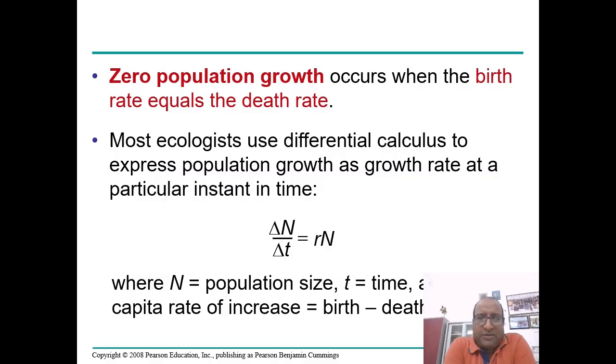Most ecologists use differential calculus to express population growth as growth rate at a particular instant in time. That is, delta N upon delta t equals r into N, where N is the population size, t is the time, and r is the rate of increase, that is birth minus death. r is the per capita rate of increase, birth minus death.